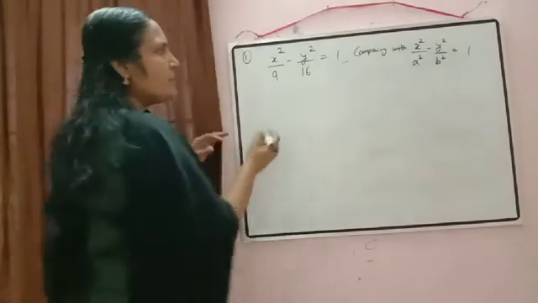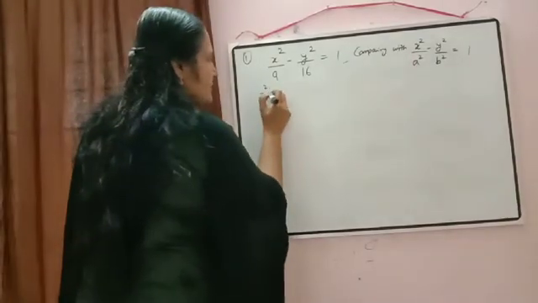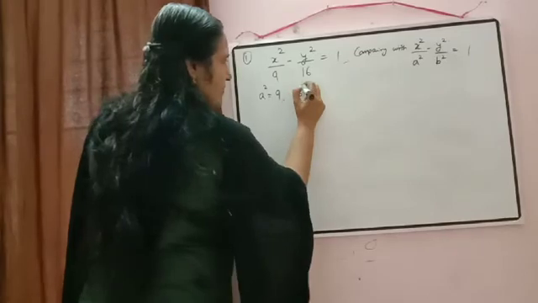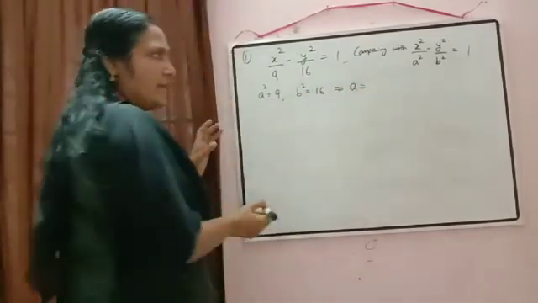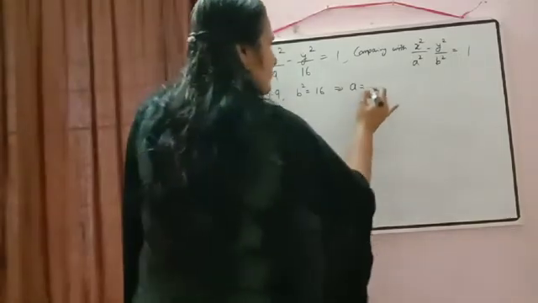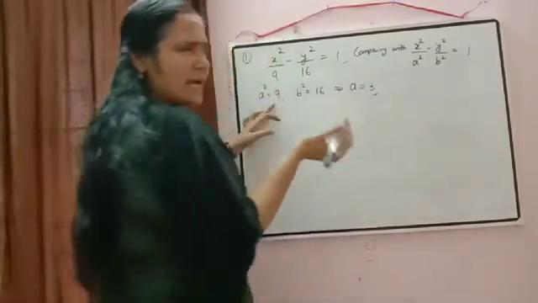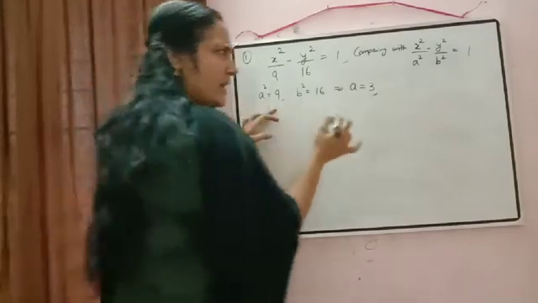So what is the value of a square here? A square is equal to 9 and b square is equal to 16. Here only we can write what will be a. a is equal to plus or minus 3. But while calculating, should I write plus or minus 3? Okay. b is equal to plus or minus 4.